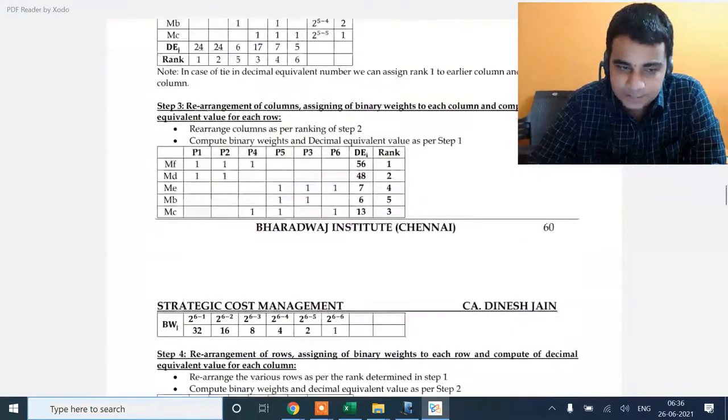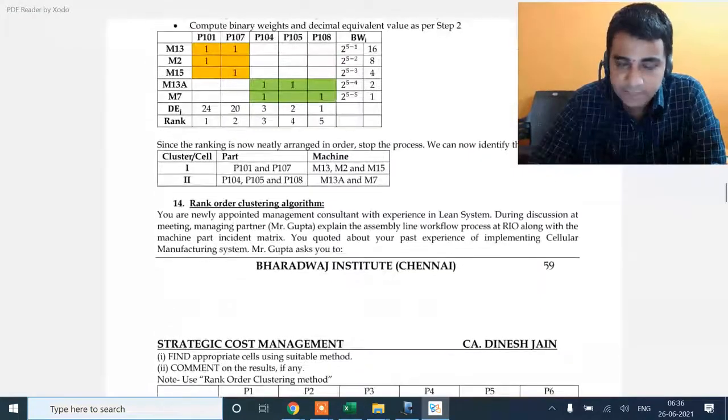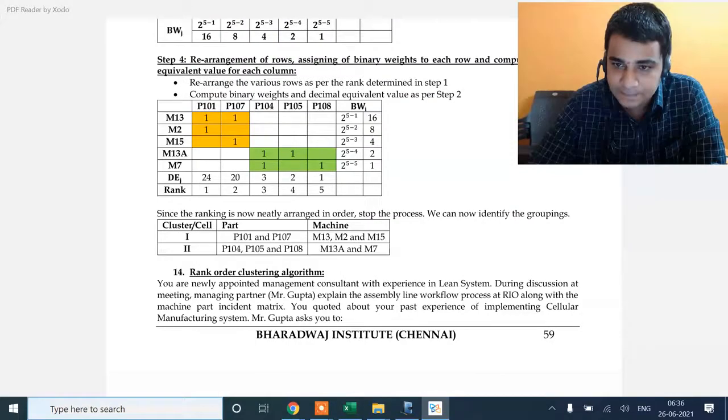Any doubts on this question? This is again on the rank order clustering algorithm. No new things here. It's just a repetition of what we have done in the previous session.